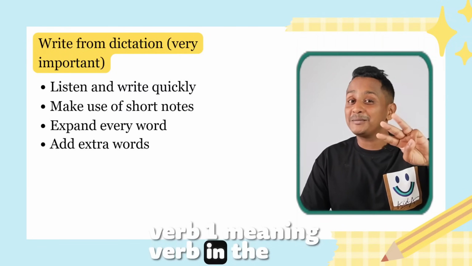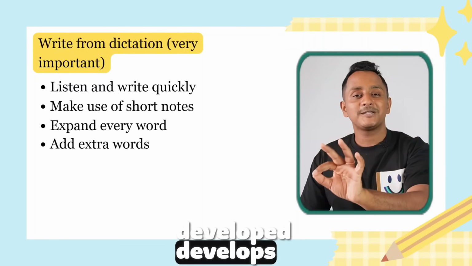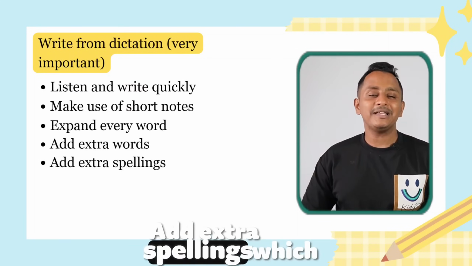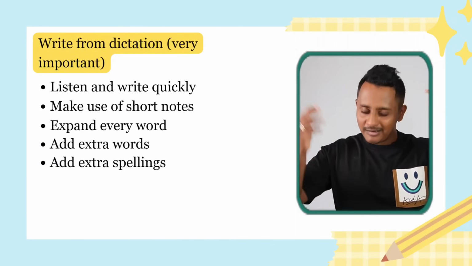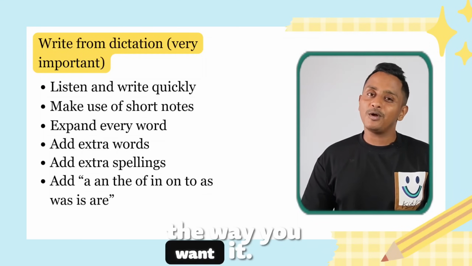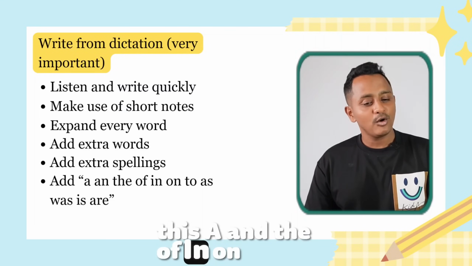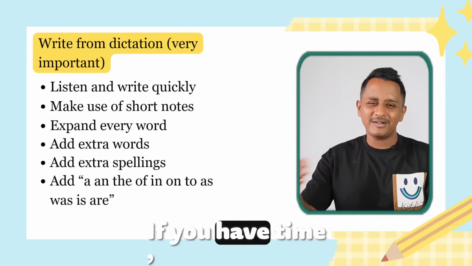When you add extra words, make sure to inculcate singular noun, plural noun. Verb 1, meaning verb in the present tense, verb in the past tense, verb with S. Develop, developed, develops. And towards the end, add extra spellings. Whichever spellings you have a doubt on, add extra spelling. And in the end, you can add the articles, prepositions the way you want, if you still have time. For example, something like this: a, the, of, in, on, to, as, was, is, are. If you have time, you add it.